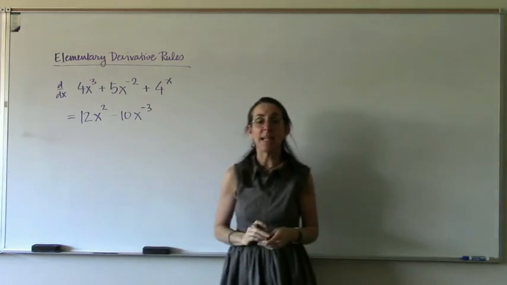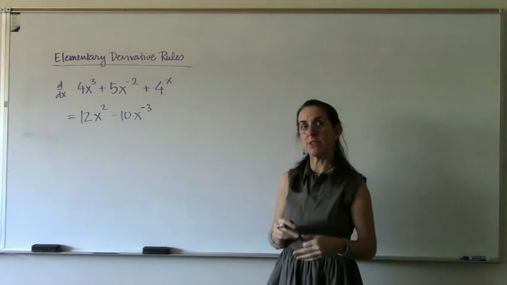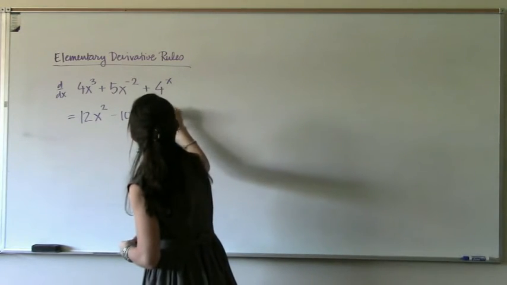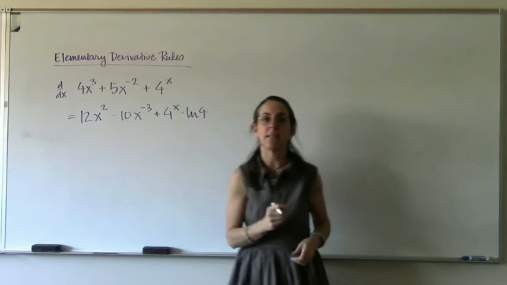And then the exponential on the end, the derivative of an exponential is the exponential times the log of the base. So this thing on the end here is going to be 4 to the x times the log of 4, and that is the derivative.